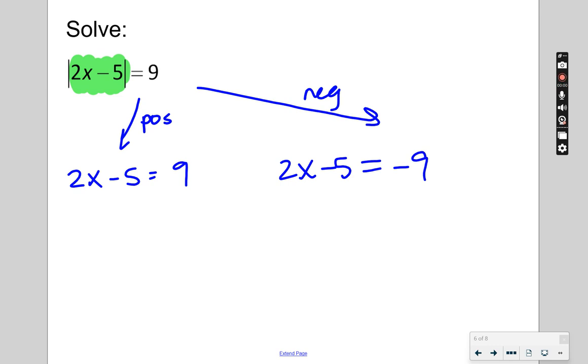So what would I do first for both equations, actually? Add 5. So I'll get 2x equals 14. You can solve one and solve the other. You could solve them both at the same time. I could add 5 now. Get 2x equals -4. So what are our answers going to be?